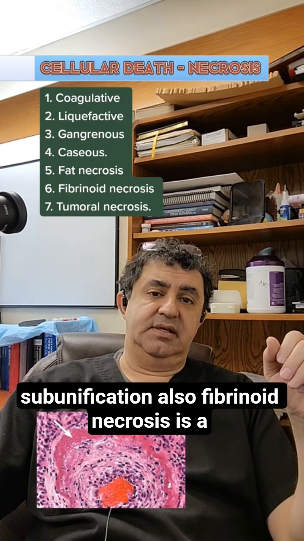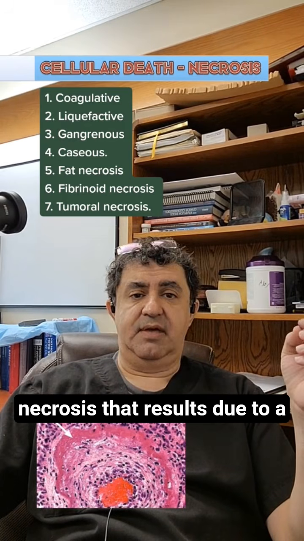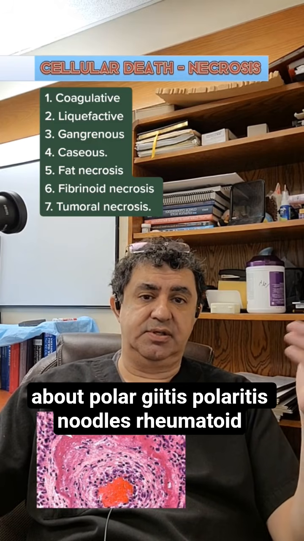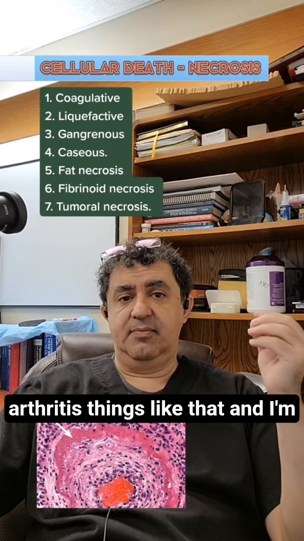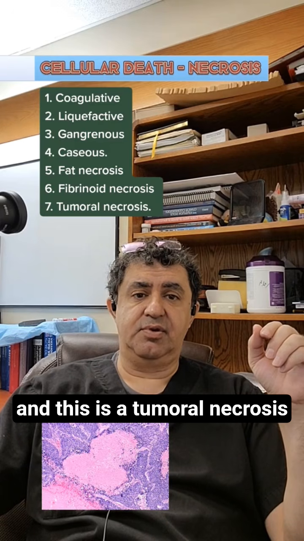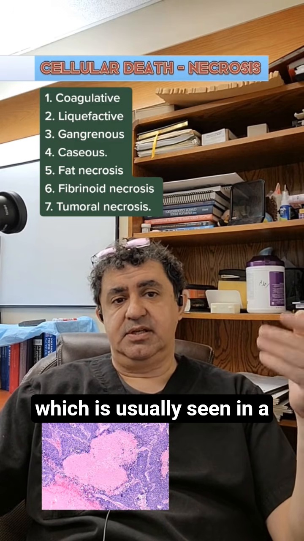Fibrinoid necrosis is necrosis that results due to a damage to the vessels. We talk about polyangiitis, polyarteritis nodosa, rheumatoid arthritis, things like that. And I'm going to add one last type of necrosis which we often observe, and this is a tumoral necrosis, which is usually seen in a small cell carcinoma.